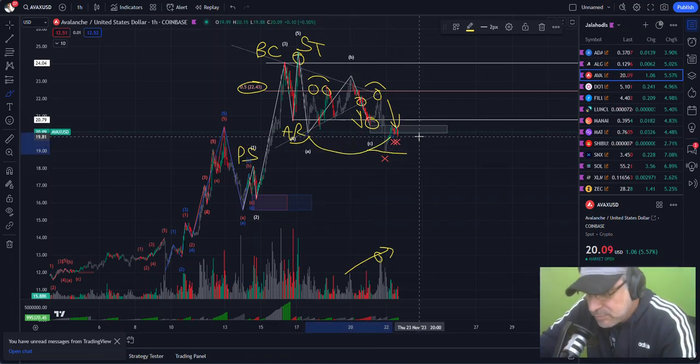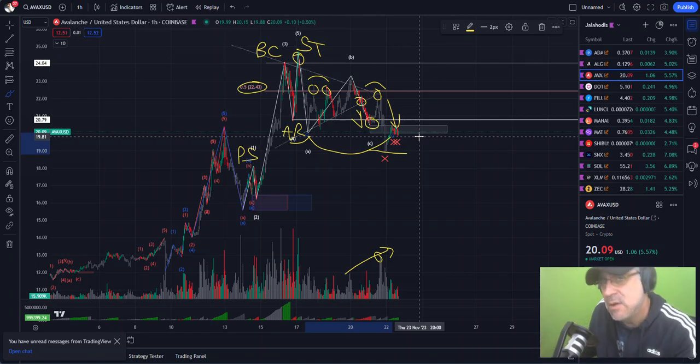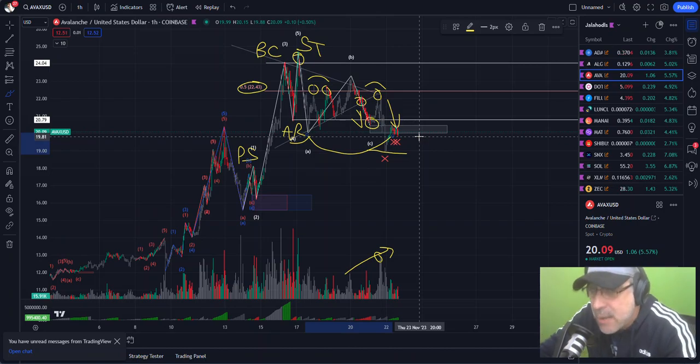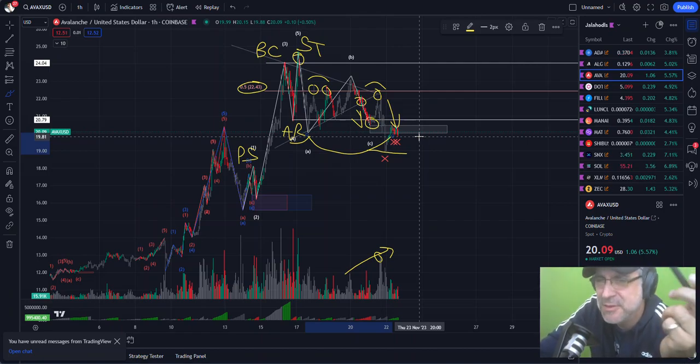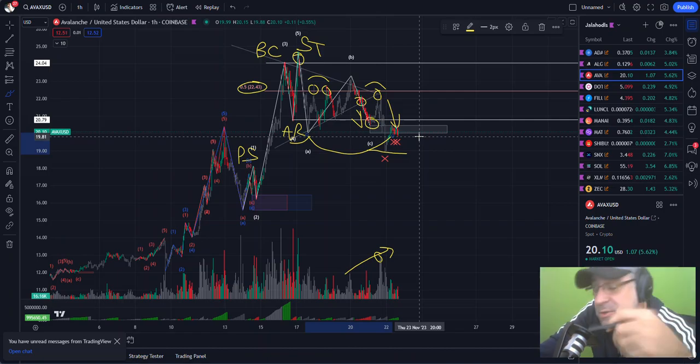So that said, this doesn't mean that this is going to wholesale markdown from this point, because that would be too easy, right? And market makers know that there are analysts like myself and others who look at these patterns and anticipate certain things. So what they'll do is they'll generate fake outs. They do this a lot.